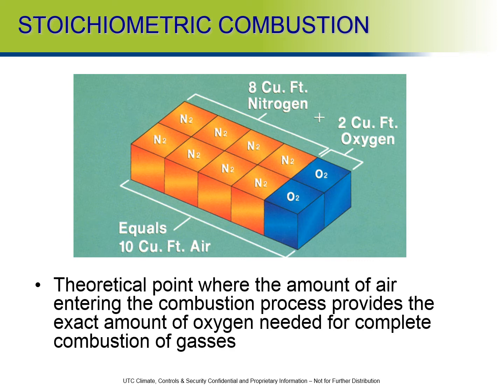Okay, so now we're going to talk about stoichiometric combustion. What this is, is a theoretical point where the amount of air entering the combustion process provides the exact amount of oxygen needed for complete combustion of gases. With that being said, this references back to that rule of thumb that we talked about: 10 cubic feet of air for every cubic foot of gas. The makeup of this stoichiometric combustion would be 8 cubic feet of nitrogen per 2 cubic feet of oxygen, to make up that 10 cubic feet of air.